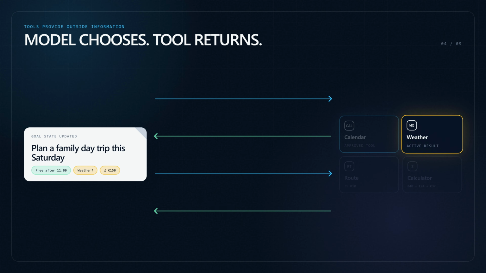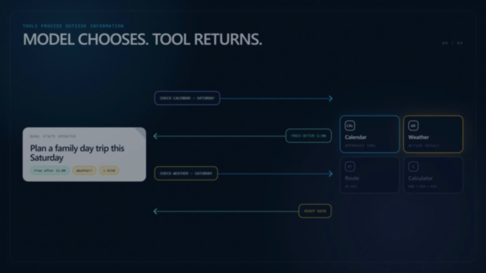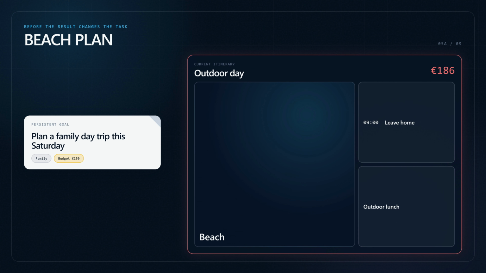The model chooses which approved tool to use and what to ask. The tool performs the outside operation and returns a result. That result becomes new information for the next decision. The feedback loop is the defining part.